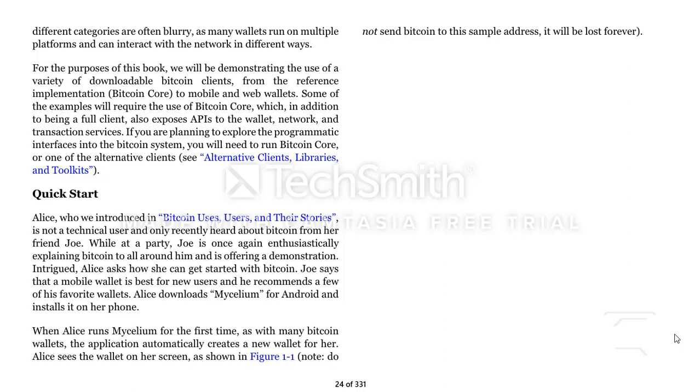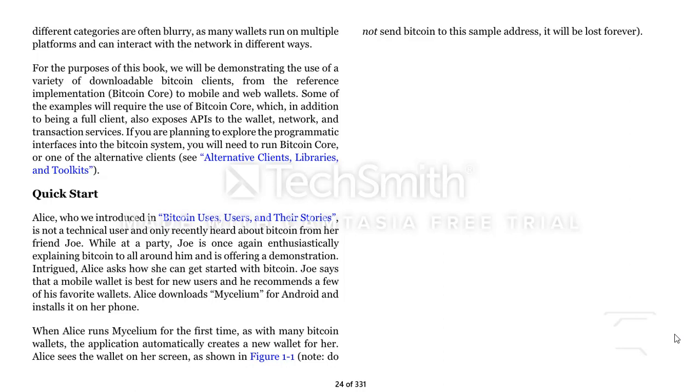Some of the examples will require the use of Bitcoin Core, which, in addition to being a full client, also exposes APIs to the wallet, network, and transaction services. If you are planning to explore the programmatic interfaces into the Bitcoin system, you will need to run Bitcoin Core, or one of the alternative clients. See alternative clients, libraries, and toolkits.